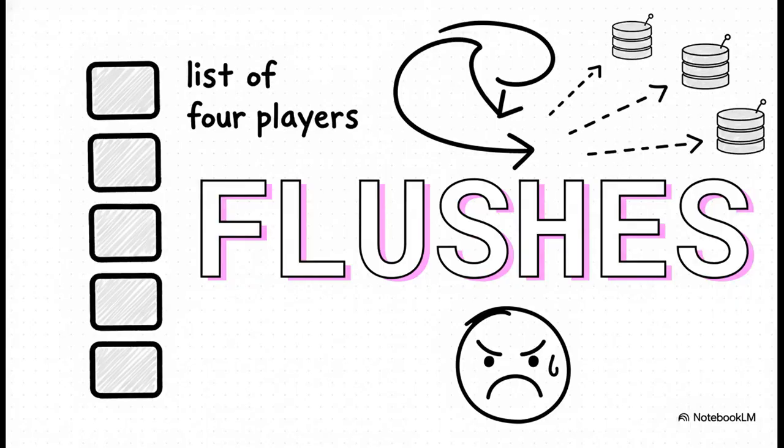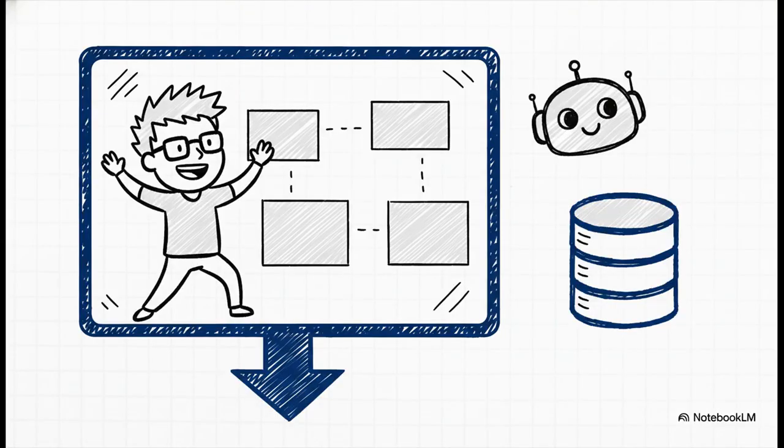Now, let's look at the damage. If you have a list of, say, 4 players, that innocent-looking little loop results in 5 separate flush operations. Yeah, 5. Every time you call save and flush, you are forcing Hibernate to stop, scan everything it's managing, and sync up with the database. It is incredibly inefficient. The fix, the right way to do it, is to just trust the transaction.